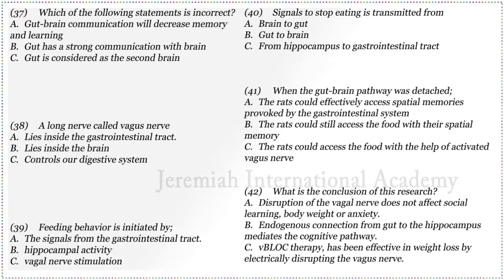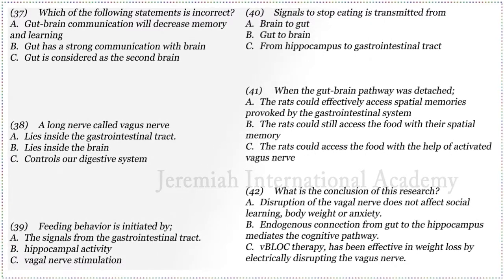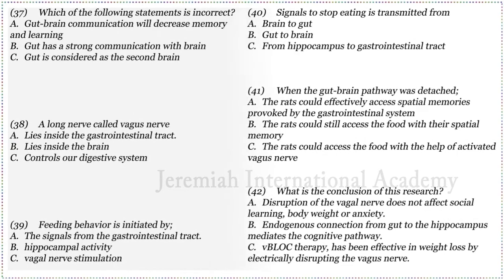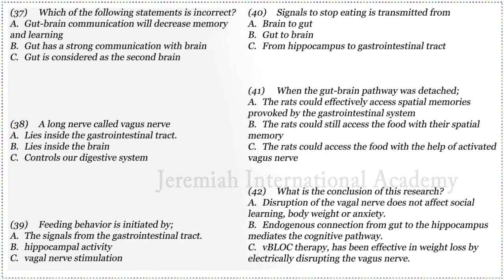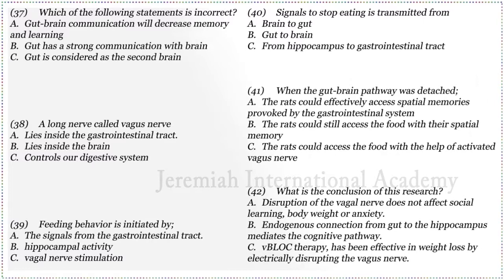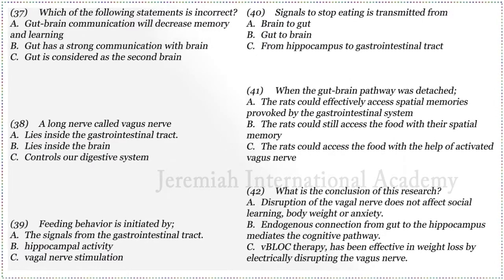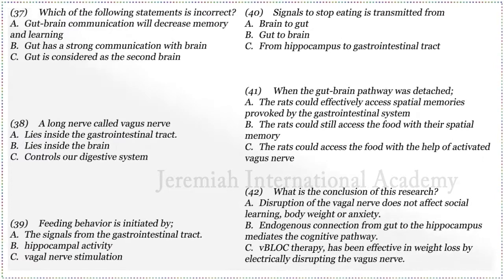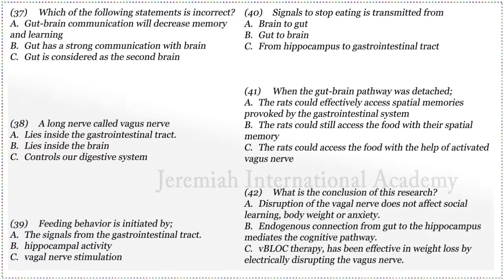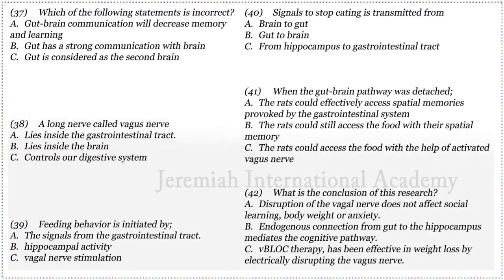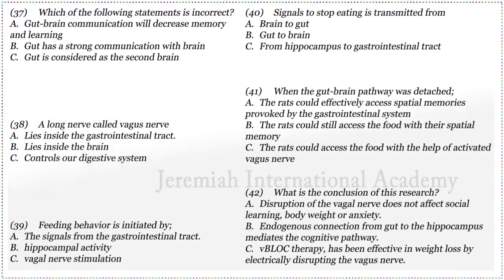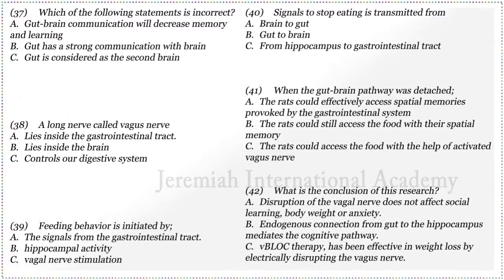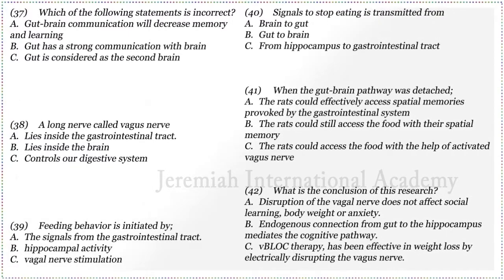A study conducted on this topic utilized a novel rodent model that terminates about 80% of gut to hippocampus communicators while still retaining fundamental brain to gut motor signaling. The study revealed that when this gut-brain pathway was detached, the rats displayed impaired episodic and spatial working memory. That means the rats could not effectively generate and access spatial memories provoked by the gastrointestinal system.